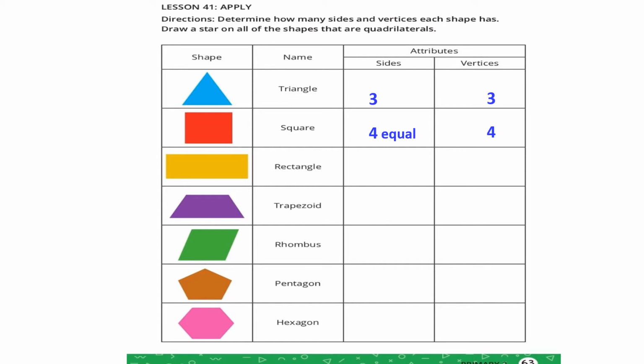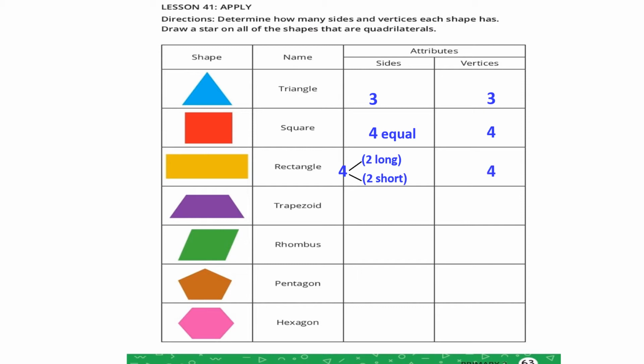Rectangle. How many sides do you have? 2 are long and 2 are short. All of them are 4 sides. 2 are long and 2 are short. Great. How many vertices? 4 vertices.